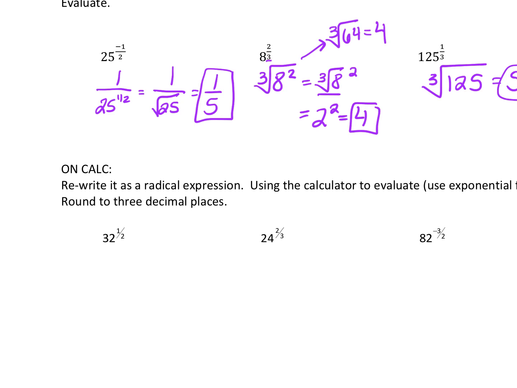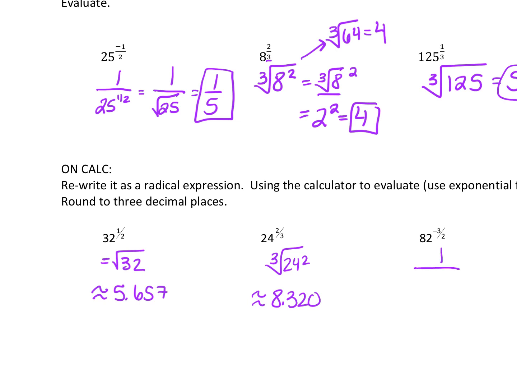All right, so if I do this on the calculator, I would rewrite this as the square root of 32, and when I type that in my calculator, I would get 5.657. I would rewrite this as the cubed root of 24 squared, which would get me about 8.320. This one I get 1 over, well the 2's on the bottom, so it's the square root of 8 to the 2 cubed. This would be 1 over, and I'm just going to type that all in my calculator, so 0.001.